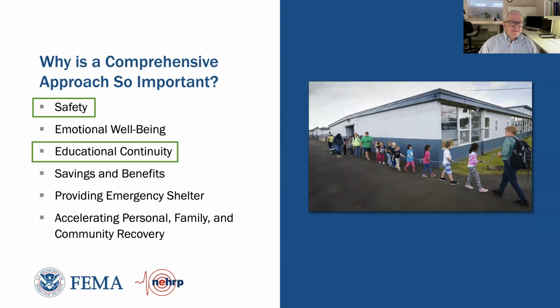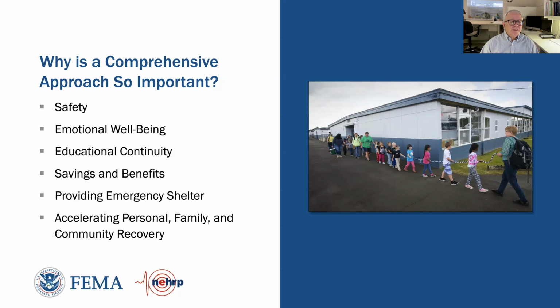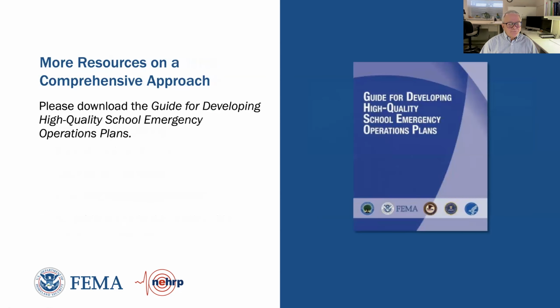Well, we know safety and educational continuity for sure are things on our mind when we think about having safe schools, but also emotional well-being and providing for emergency shelters. They should equally be involved in the mix of our understanding of this. Also recognizing that mitigation dollars spent before will give saving benefits after a hazard event. And also the idea of community resilience and accelerating the personal, family, and community recovery methods.